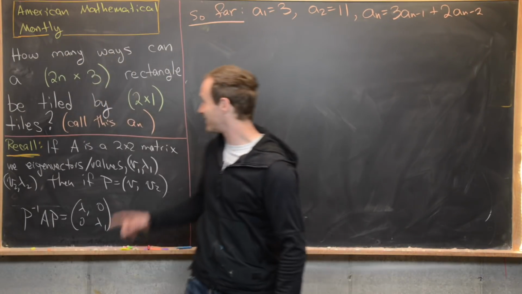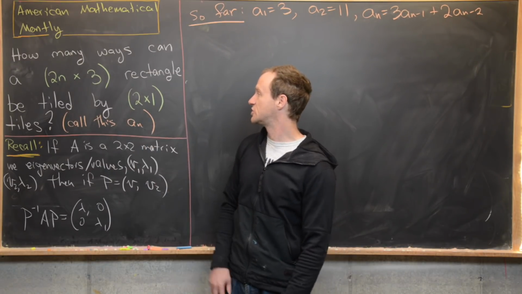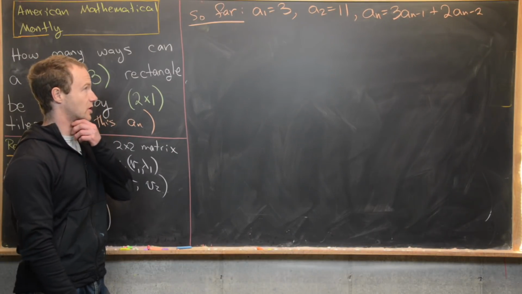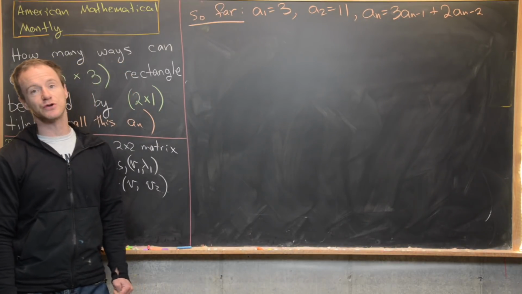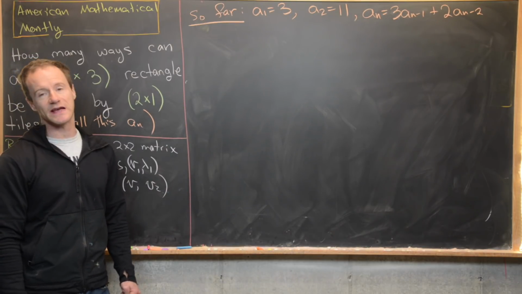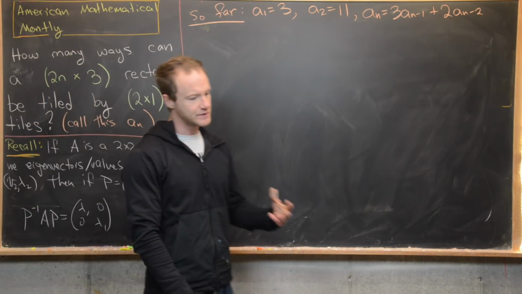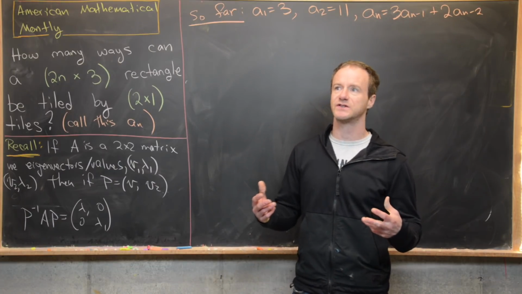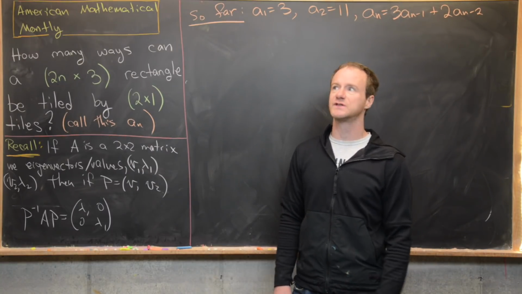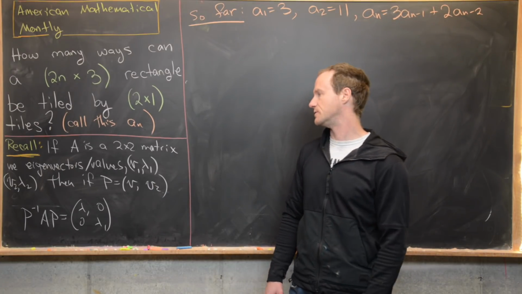So far we determined that if a sub n was the number of ways we could tile a 2n by 3 rectangle with 2 by 1 tiles, then that number a sub n satisfied a certain 2-step recursion. So a sub 1 was 3, a sub 2 was 11, and then a sub n was equal to 3 a sub n minus 1 plus 2 a sub n minus 2. Now we want to solve that recursion to get a closed formula, and we're going to do that using linear algebra. So there's several ways to solve a recursion to get a closed formula. In this video we use linear algebra, although we used other methods in the past. So I want to recall the diagonalization procedure for a 2 by 2 matrix.